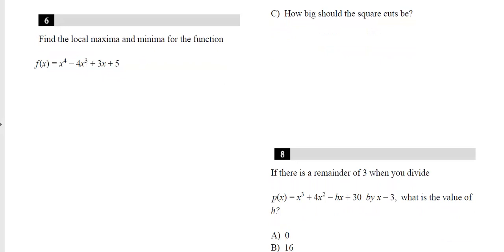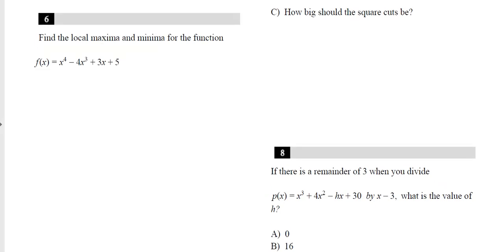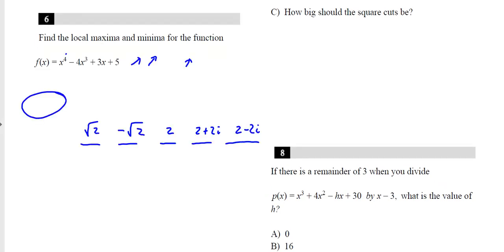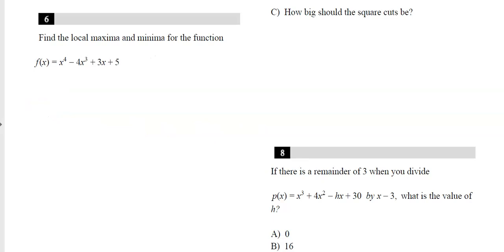Number 6, find the local max and min for that function. Let's graph it. I know just by the end behavior that I'm expecting it to do something where it comes down, goes up, comes down, goes up. So at most, I'm looking at 2 mins and a max. That's kind of what I'm thinking is going to happen, but we don't really know until we graph it. So let's pull it up.